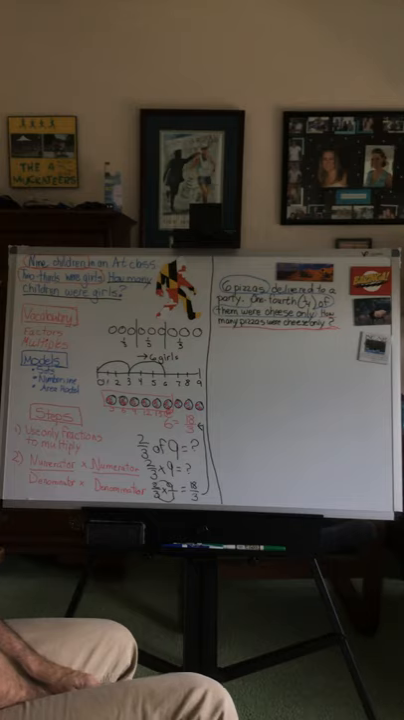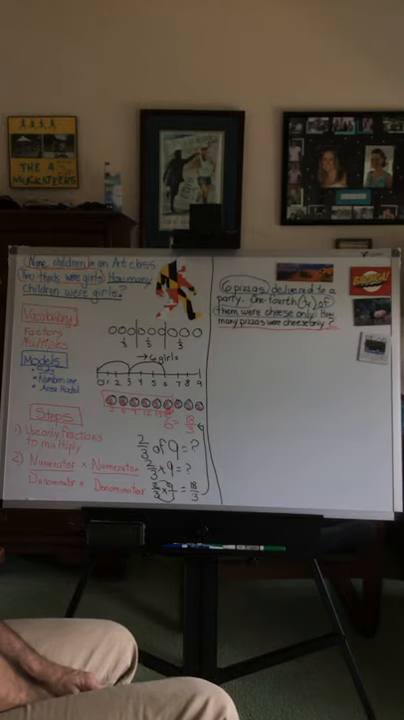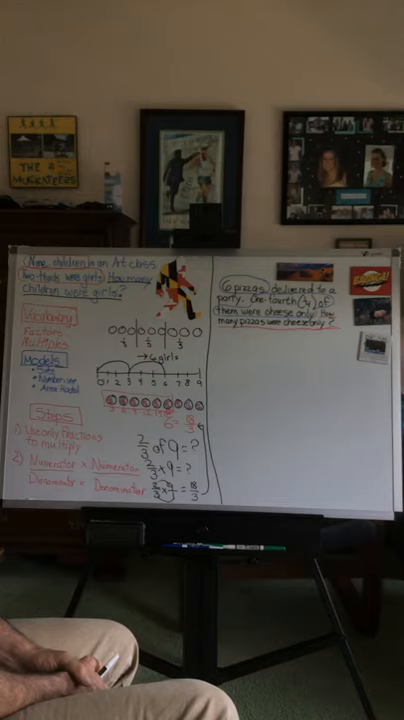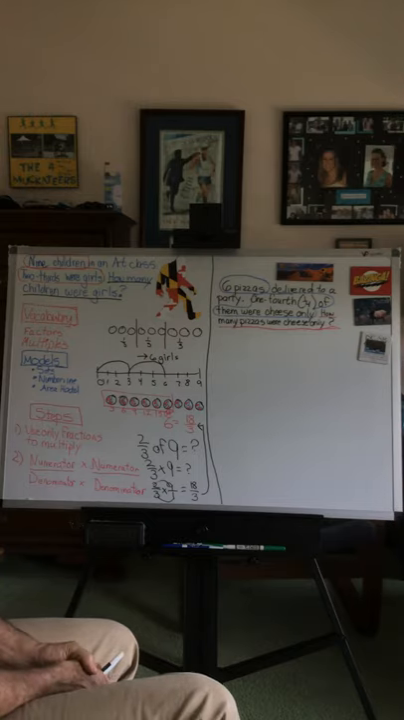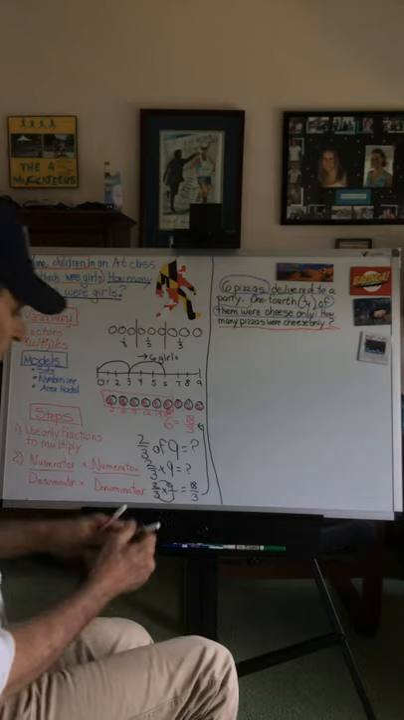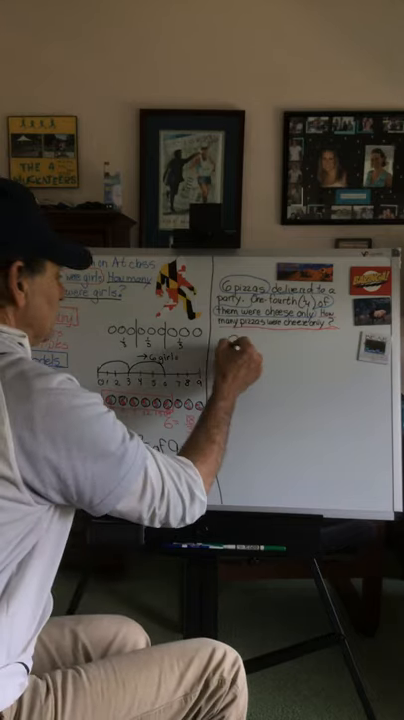Well, again, I've circled the key amounts, 6 pizzas and relationships. 1/4 of all those were cheese only. And I've underlined the problem, the question, how many pizzas were cheese only? And so I have to ask myself, can I draw this? Well, I can draw 6 pizzas.